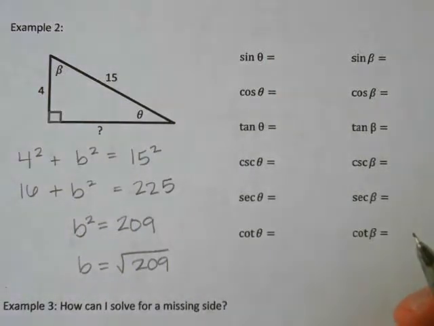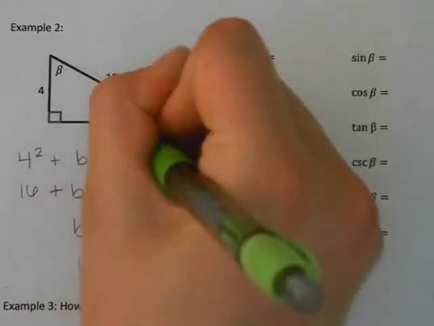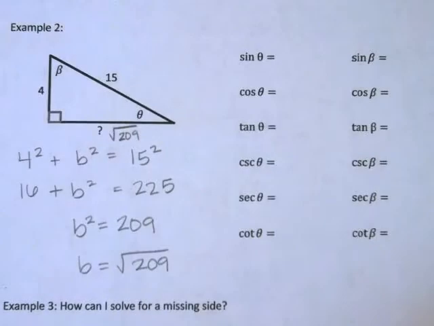Now, when we do ratios, it is not proper to have a decimal inside of a ratio. A ratio is just another word for fraction. And so when we do this, we have to call that side square root 209. We cannot use the decimal. So these answers are not going to look very nice.